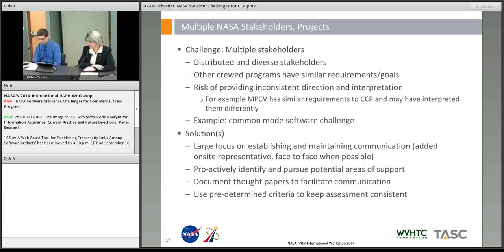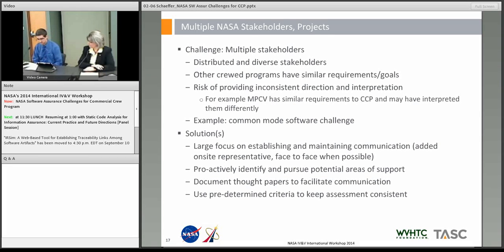Beyond our internal focus for including stakeholders where we saw fit, there was a big emphasis, especially from our point of contact, on establishing and maintaining communications. We were in West Virginia. Our point of contact is in Kennedy. A lot of work is also coming out of Johnson, let alone the locations of our providers, which are Colorado, California, and I think Texas as well. So we were fortunately able to meet face-to-face at least three or four times a year with our point of contact, which really helped keep things aligned.